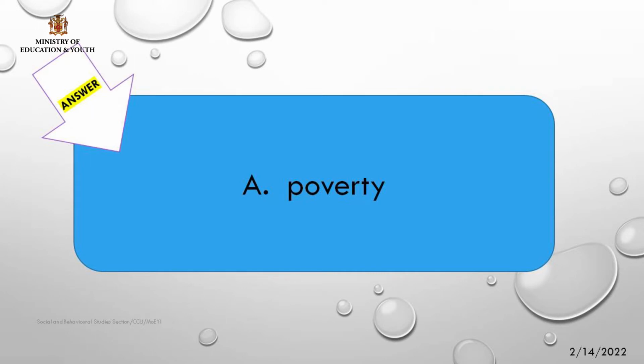And your answer is A. That's right, poverty. Poverty is one of the many things that could cause a push so that the person would leave his or her country or community. As you know, the East Indians and Chinese came to the Caribbean during the 1800s to work on the plantation. As you already know, they came to replace the enslaved Africans who were given their freedom and many had left the plantations.